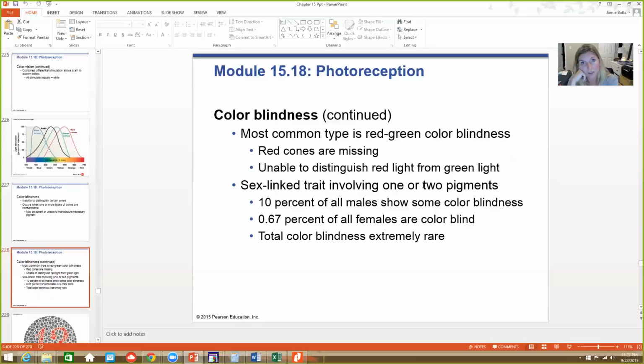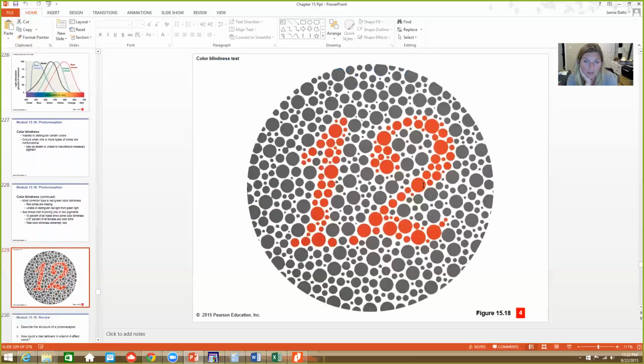Color blindness is a sex-linked trait, which means it's on the X chromosome, which means it occurs more commonly in males. Total color blindness is extremely rare, meaning you can see no color.